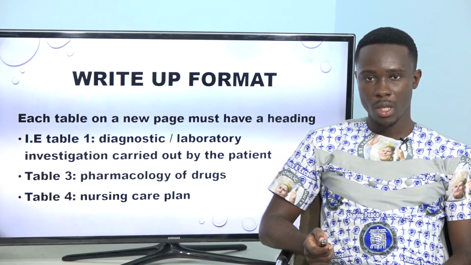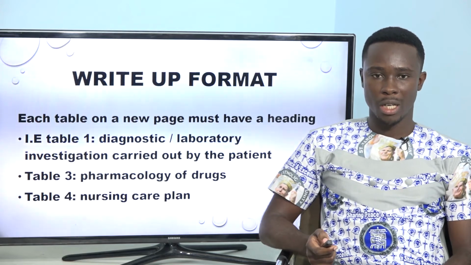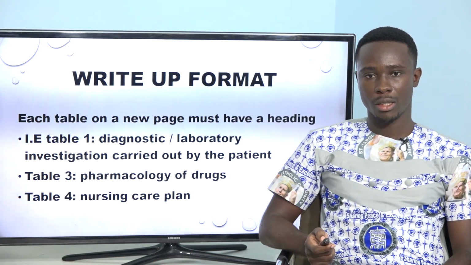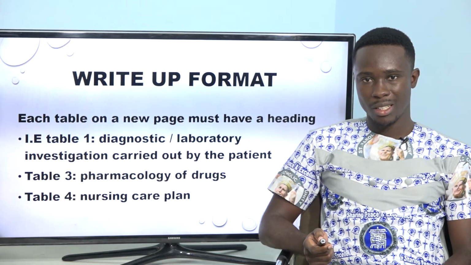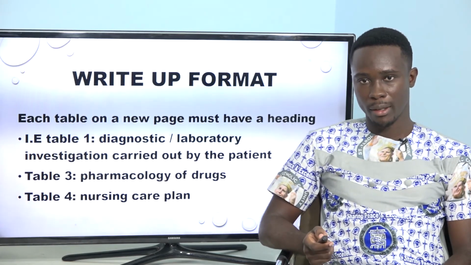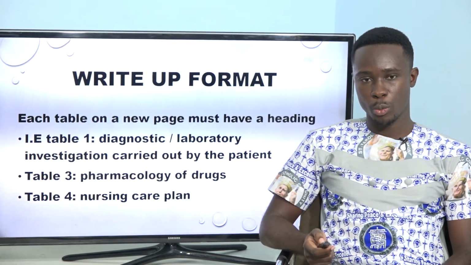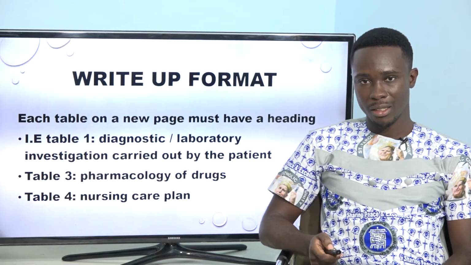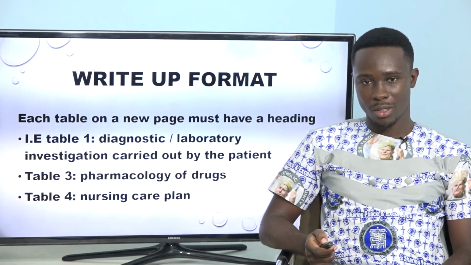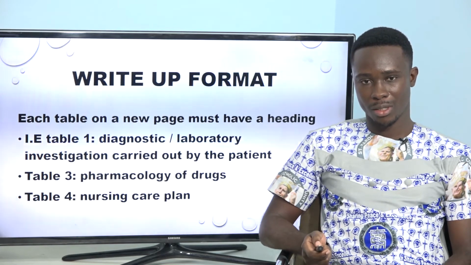So let's say 2 can fit on one table. For example, full blood count and blood urea, electrolytes, and creatinine can be on one table, which is on one page, and should have the heading diagnostic or laboratory investigations carried out by the patient. When you go to a new page and you are going to write on the MRI and the CT scan, you should also have the heading Table 1, diagnostic and laboratory investigations carried out by the patient. That is what we mean.